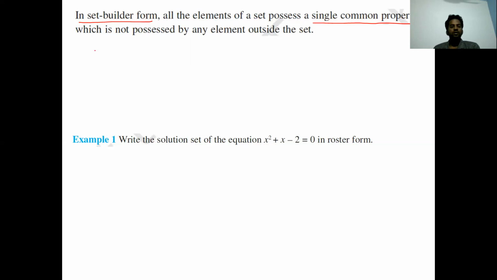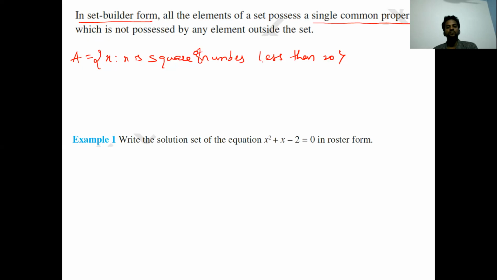Means all square numbers. Example, write A equal to x such that x is a perfect square, or square number, less than 20. Example: x such that x is a square of numbers less than 20. Less than 20 in the sense that 20 is not included. Why? Because it is only less than, not equal. Less than or equal to means 20 is included.